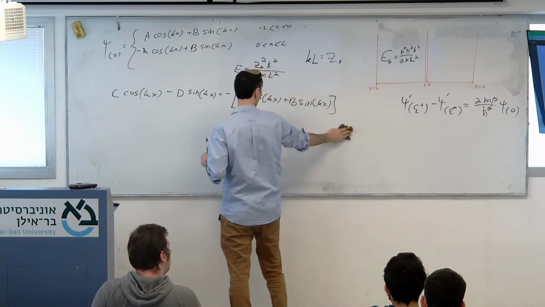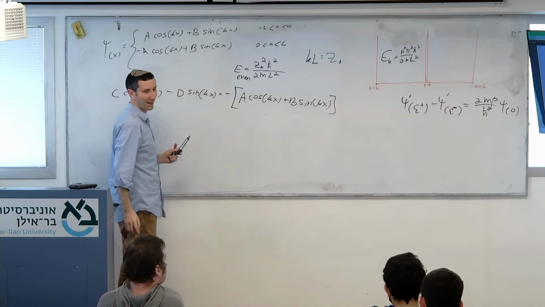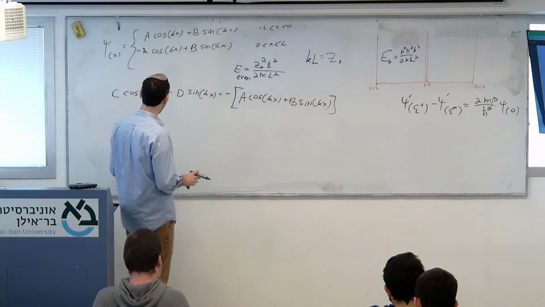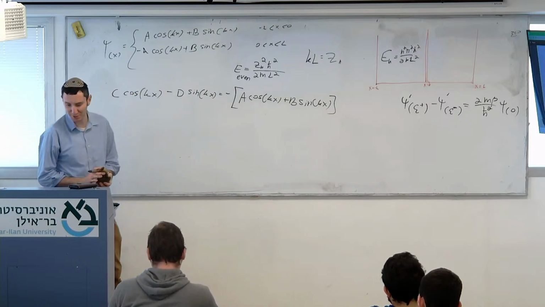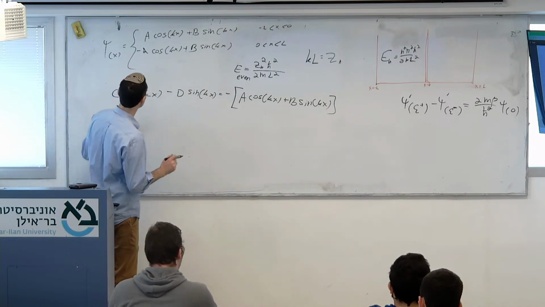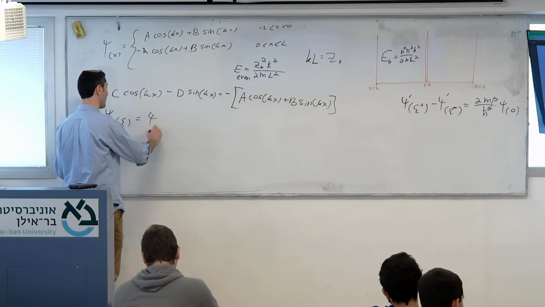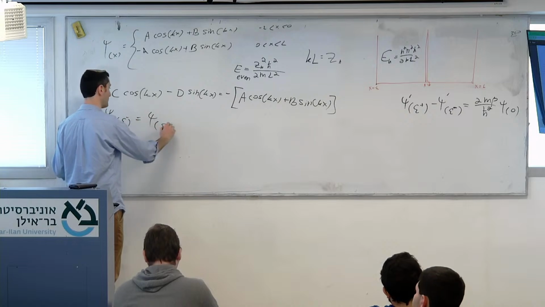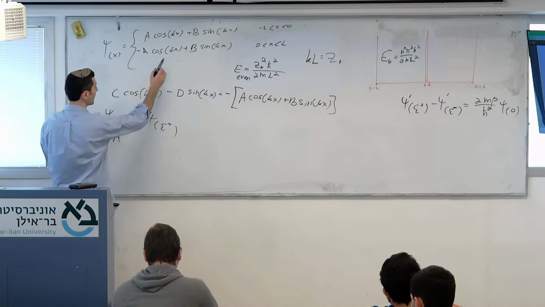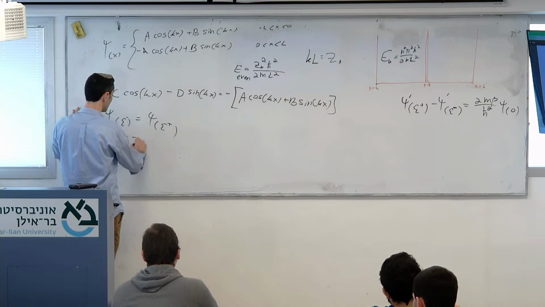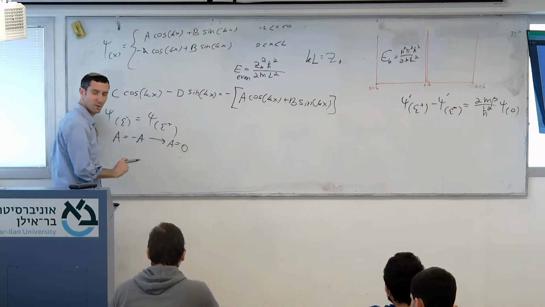No, not this. Okay, so now I want to show what happens to the boundary condition. And apparently the easiest way to show it is to show the continuity at x equals 0. Psi of epsilon must equal psi of epsilon plus. Therefore A equals minus A, which means that A must be 0. Was this clear?